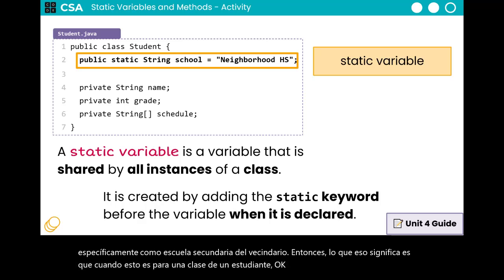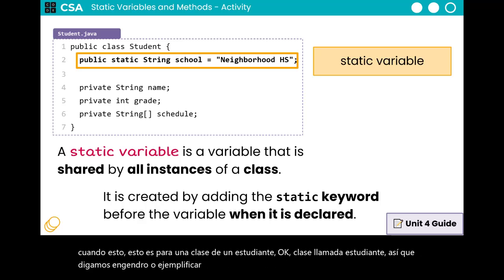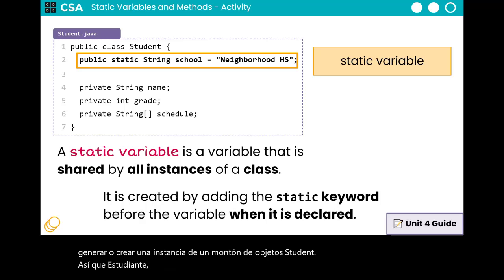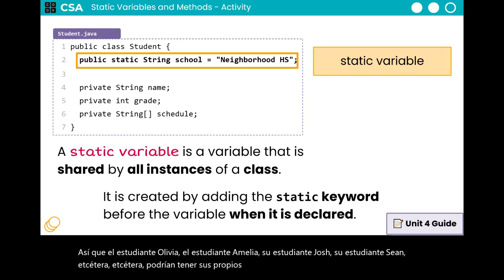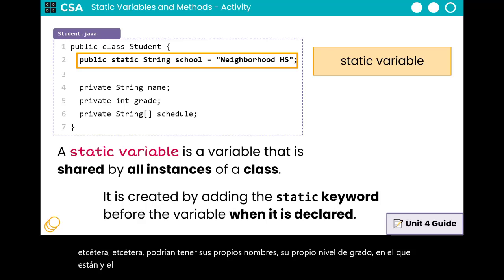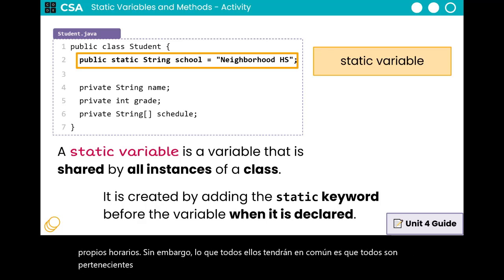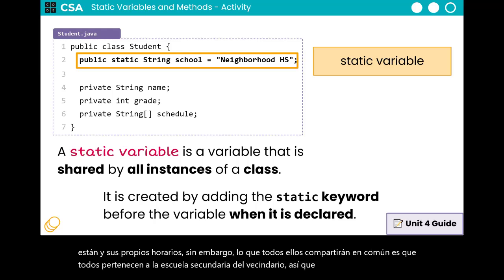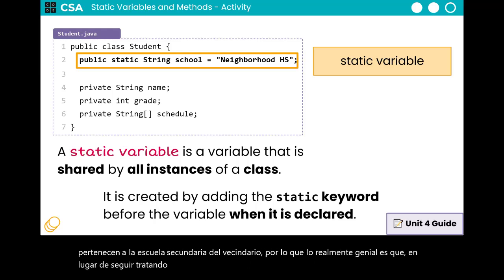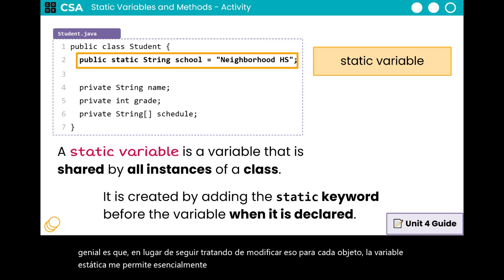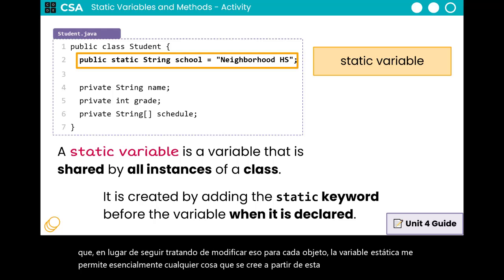Let's say we spawn or instantiate a bunch of student objects: student Olivia, student Amelia, student Josh, student Sean, et cetera. They might have their own names, their own grade level, and their own schedules. However, what all of them will share in common is that they all belong to the neighborhood high school. So what's really neat is that rather than modifying that for each object, the static variable means anything created from this class will have that variable attached to it.